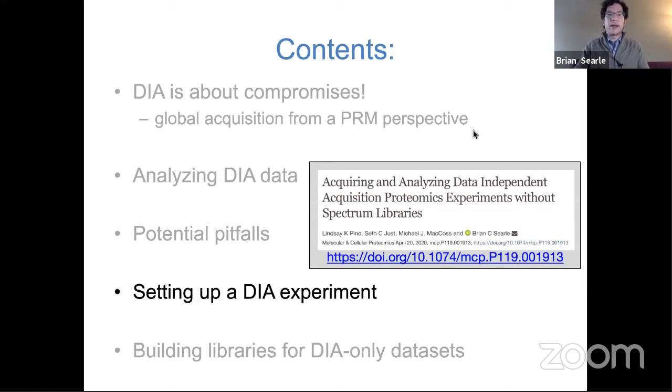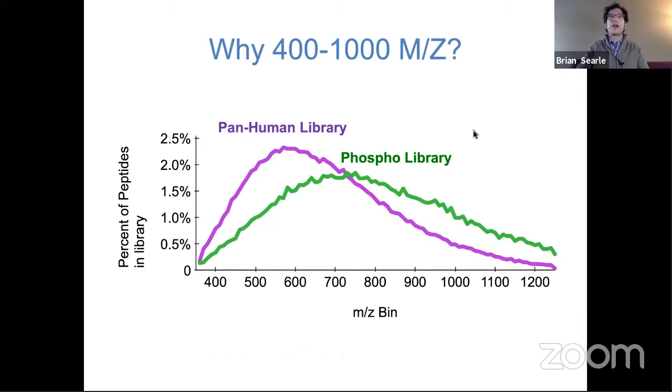This is going to cover a lot of this in more detail, but I just want to touch on the highlights here. And one of these things is, why are we measuring from 400 to 1,000 m/z here? In most of the experiments I've been describing to you, the original SWATH paper actually described measuring peptides all the way out to 1,200 or 1,250. And that has to do with the distribution of peptides in different samples and in different data sets.